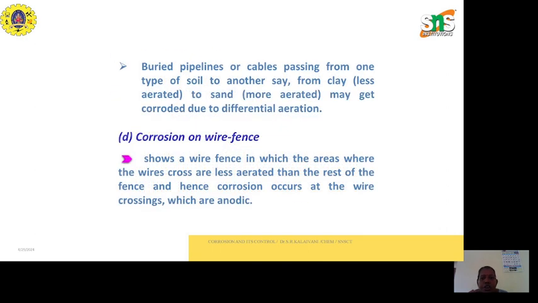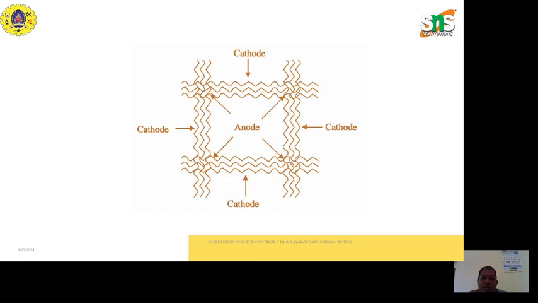Buried pipelines or cables passing from one type of soil to another, say from clay to sand, may get corroded due to differential aeration. And last one, corrosion on wire fence. In a wire fence, the areas where the wires cross are less aerated than the rest of the fence, and hence corrosion occurs at the wire crossings, which are the anodic part.